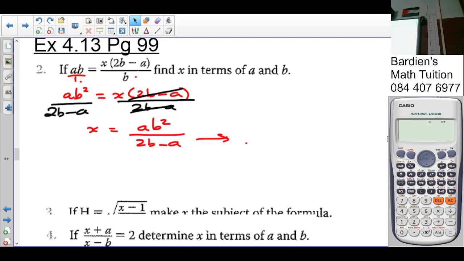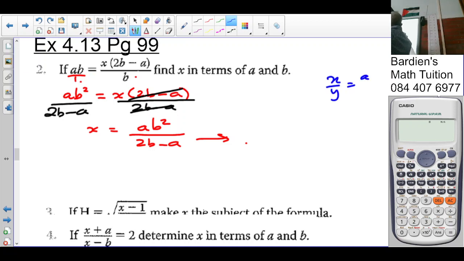Jeez. Okay, this is something you must make a note of. I see you're still finding the LCM. If there's a fraction on either side of the equal sign, if you've got x over y is equal to a over b, what's the LCM there?